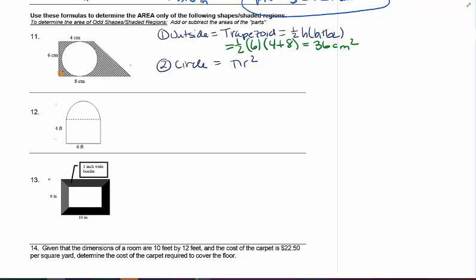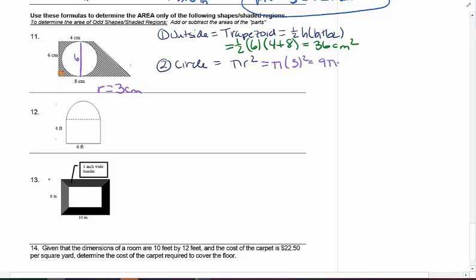Going to my circle, this is one you've got to be careful on. This whole distance here, you should notice, is the same because it touches the top and the bottom. So that's also 6 centimeters. That is my diameter for my circle. My radius will be half of that. So my radius will be 3 centimeters. So I have pi times 3 squared, which gives me 9 pi.